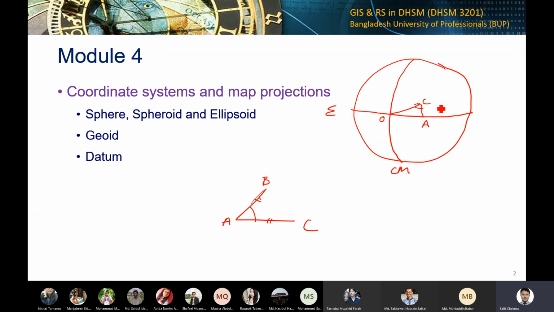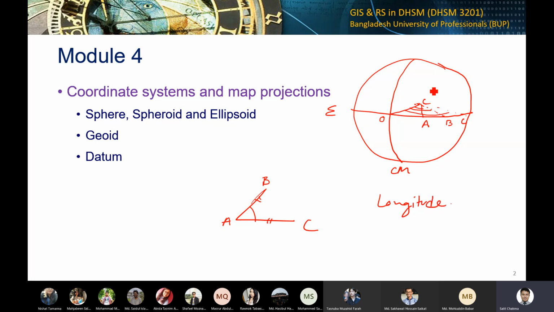So this one is longitude, and thus different longitudes are getting created. If this is B, if this is C, then we have different angles along the equator, and thus different longitudes are getting created.